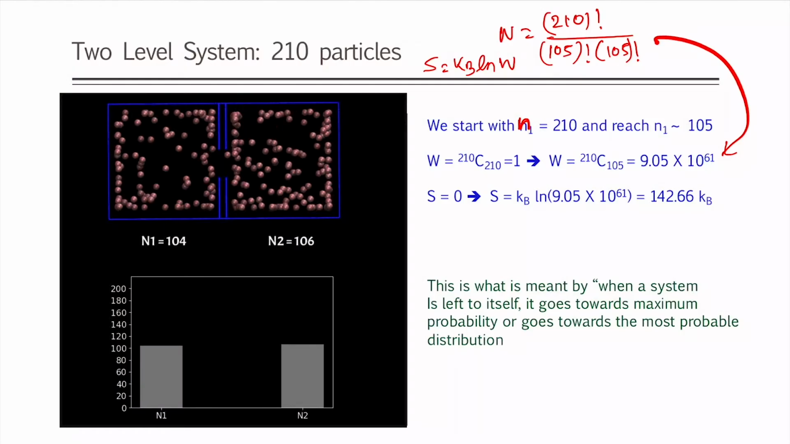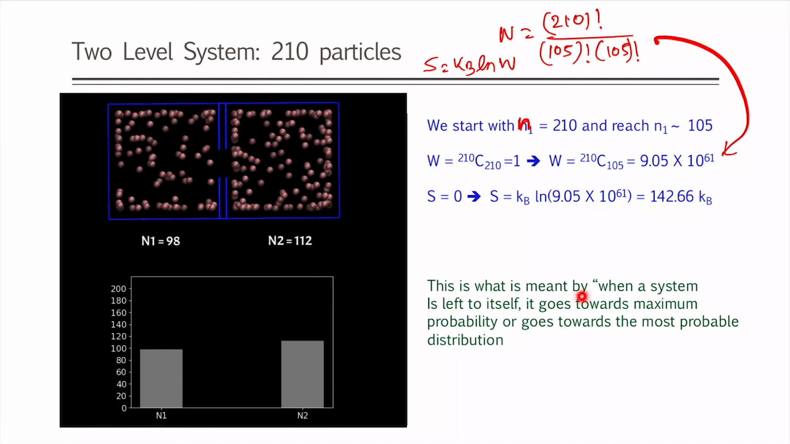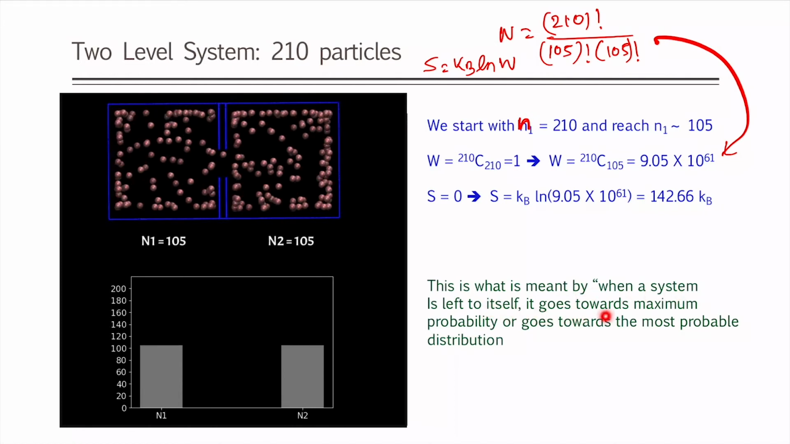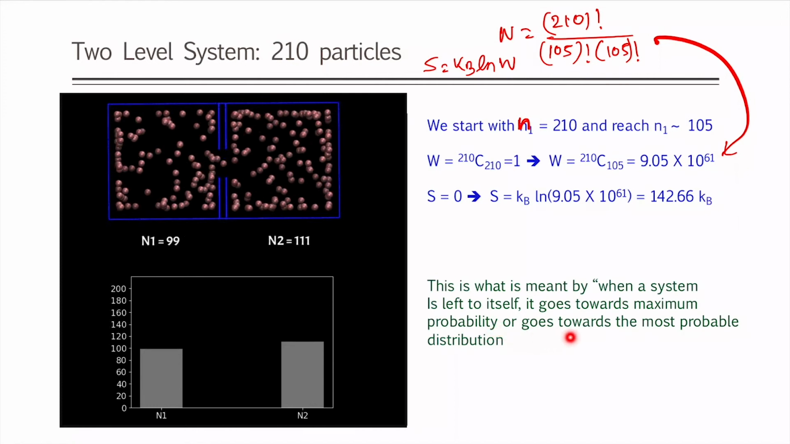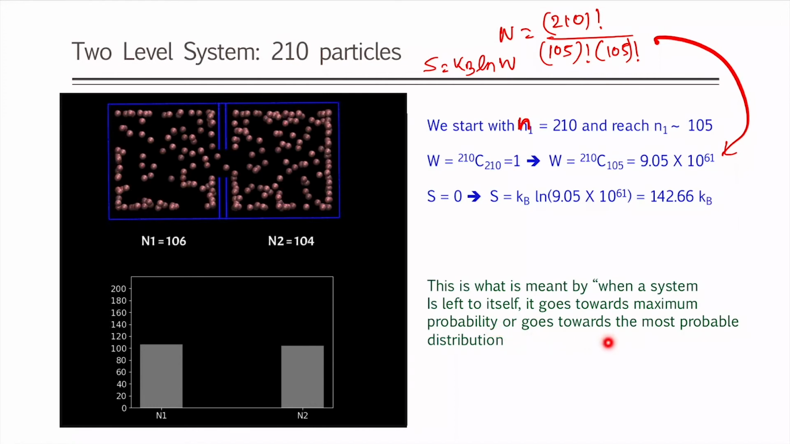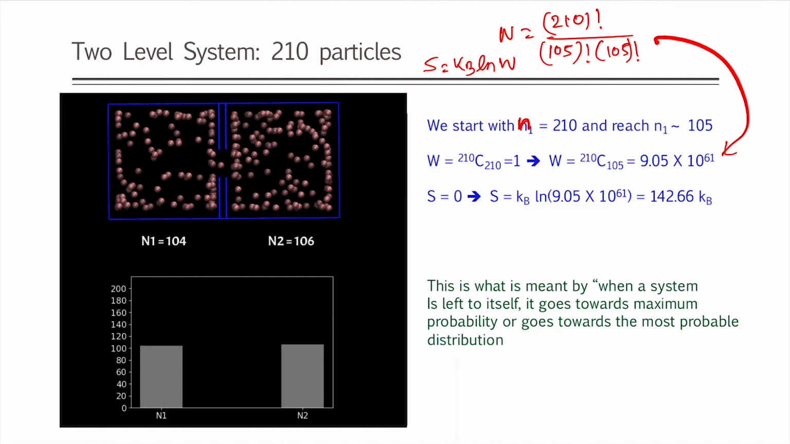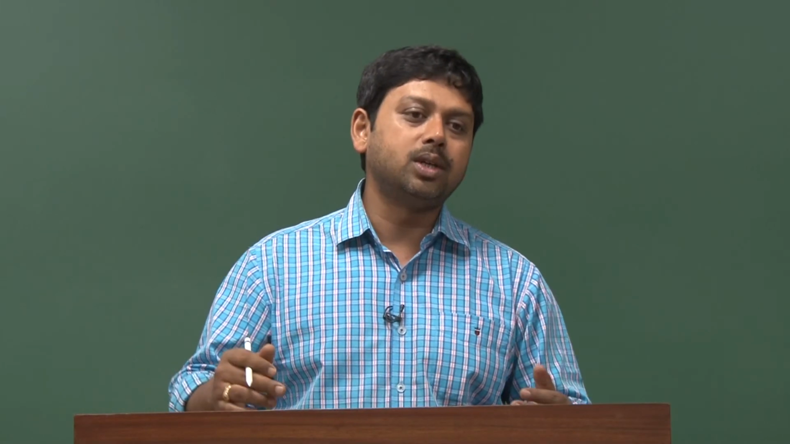So, this is what is meant by when a system is left to itself, it goes towards maximum probability, or goes towards the most probable distribution. When I left the system with 1 particle in one box, it went to a situation which is most probable. That means filling both the boxes with more or less equal numbers. That is the most probable situation. So, it went there, and that is what we call entropy. Entropy then is nothing but just going towards a more probable situation.